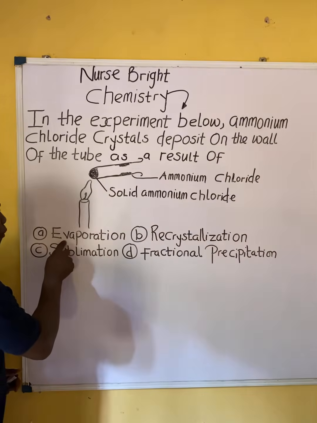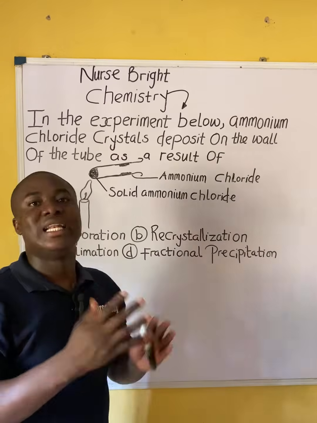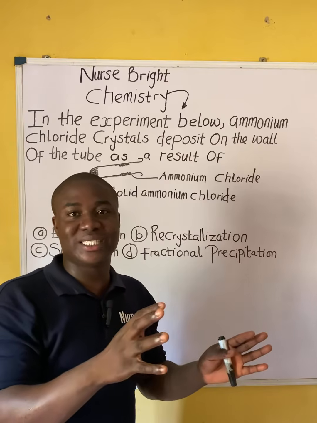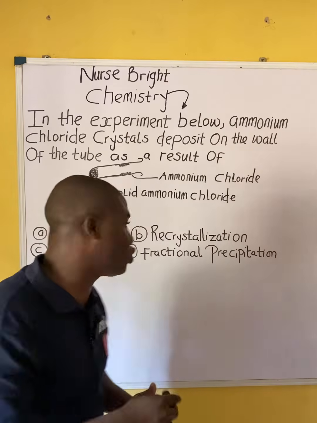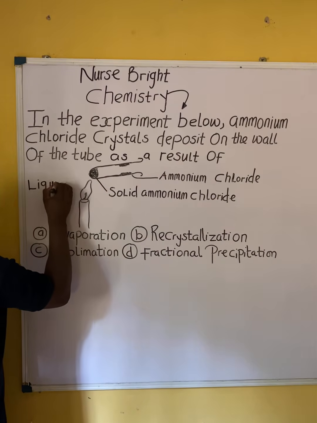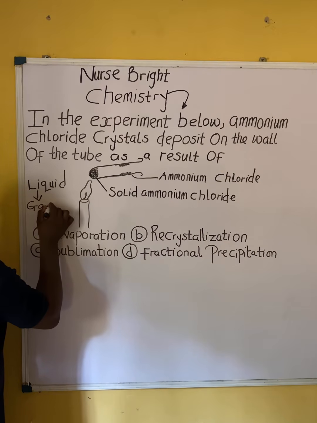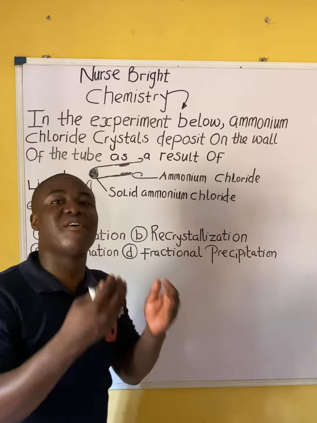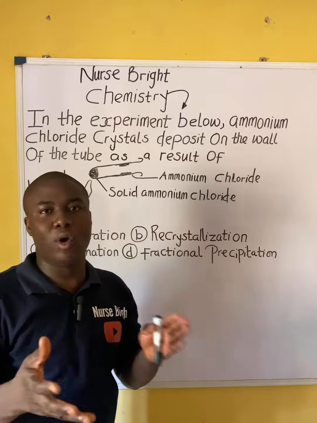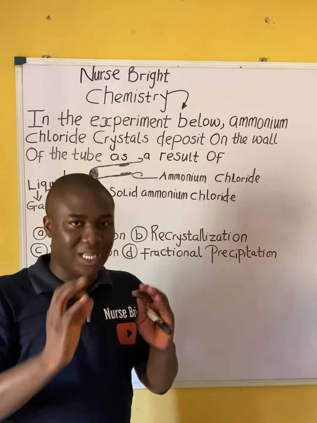Option A says evaporation. So what is happening here? Is it evaporation? Let's understand it together. What is evaporation in simple terms? Evaporation is a separation technique whereby a liquid substance changes into a gas. That is what evaporation is all about. It works on the difference in volatility of solute and solvent in a solution. Volatility has to do with the ability of a substance to evaporate.